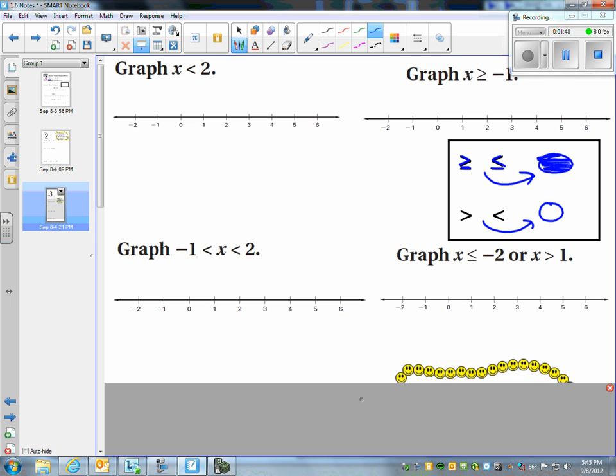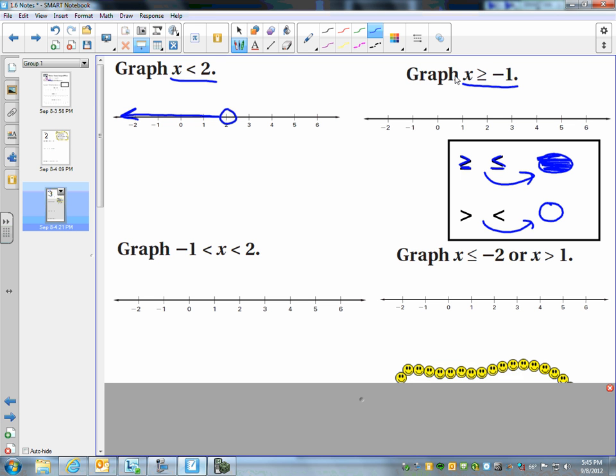So we're looking at our first one. It says x is less than 2. So you go to 2, you make an open circle because there's no equal to sign underneath it. Less than is to the left. That's it. That's graphing it.